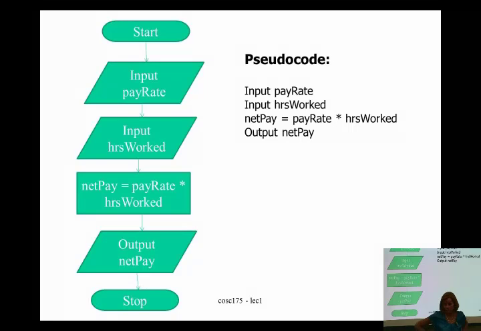Now, the good news about pseudocode is it's short. It's like making a list. The bad news is that it's not standardized. There are some attempts to standardize pseudocode, but everybody kind of tries to make up their own. Why is it not being standardized a disadvantage?